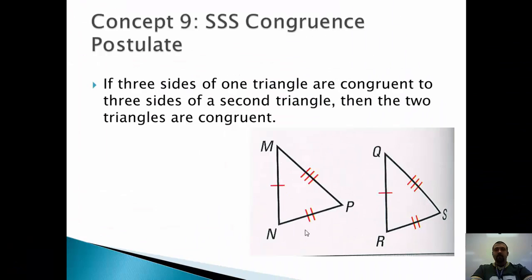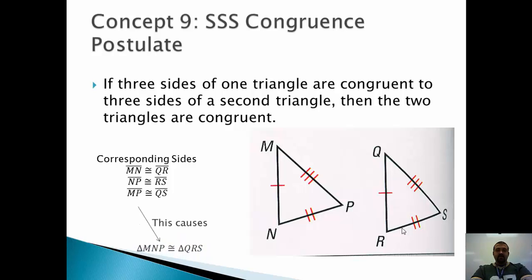As long as I know three sides in one triangle are congruent to three corresponding sides in another triangle, I know those two triangles have to be congruent in some way, shape, or form. So in this instance here, we saw this earlier in this chapter. If I had segment MN congruent to segment QR, segment MP congruent to segment QS, and segment NP congruent to RS, there's no way around it. Those two triangles have to be congruent. I don't even need to know anything about their angles to say, hey, those two are congruent. So those corresponding sides being congruent causes the triangles to be congruent.